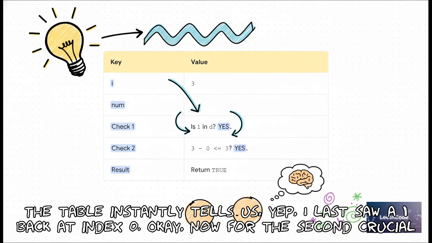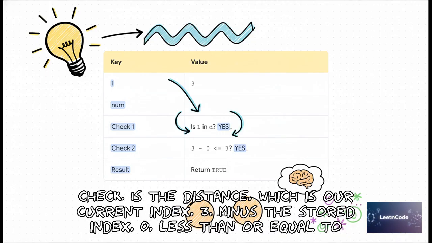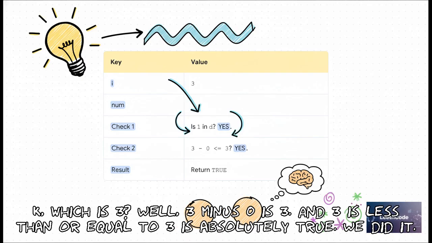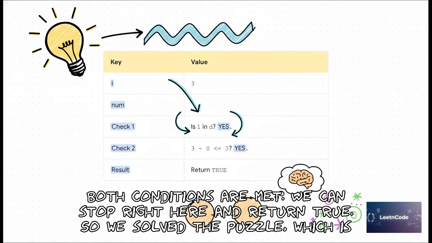Okay, now for the second crucial check. Is the distance, which is our current index, 3, minus the stored index, 0, less than or equal to k, which is 3? Well, 3 minus 0 is 3, and 3 is less than or equal to 3 is absolutely true. We did it. Both conditions are met. We can stop right here and return true.